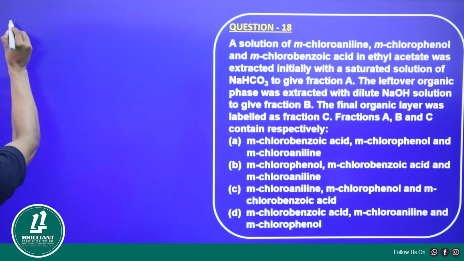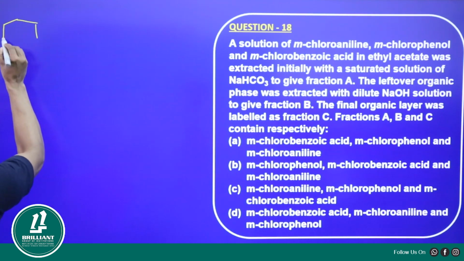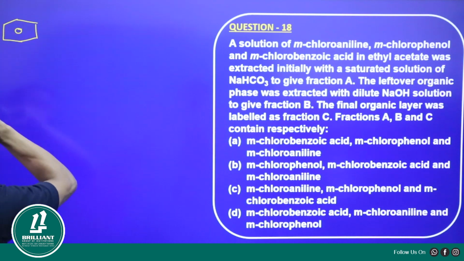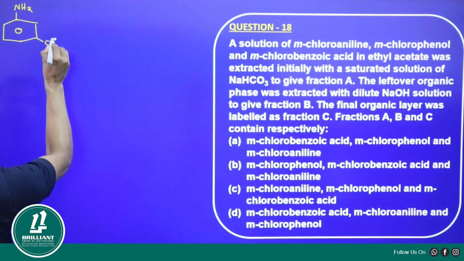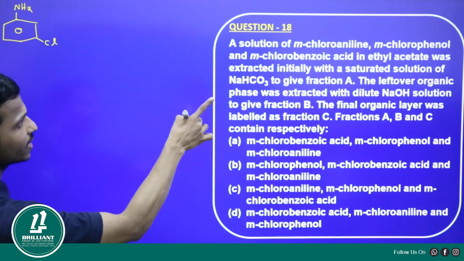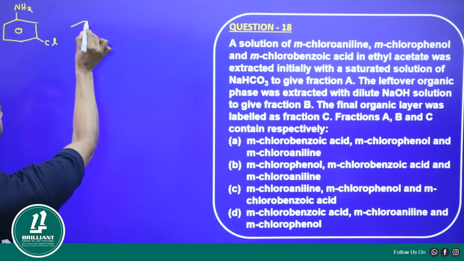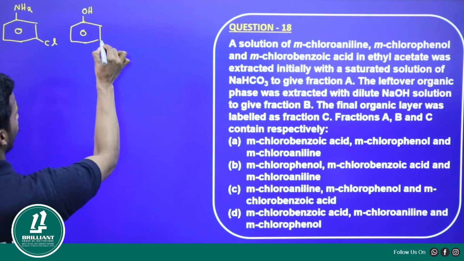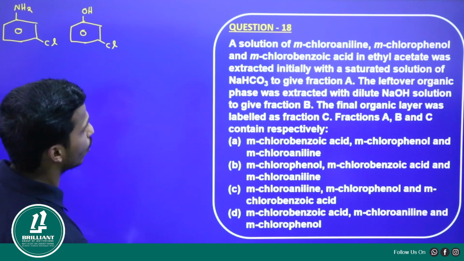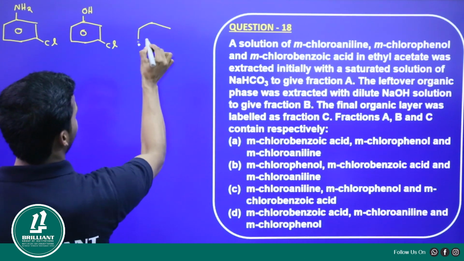You have the species metachloroaniline. You know, this is aniline and this is the metachloroaniline, right? What is the second one? Metachlorophenol. And what is the third compound? Metachlorobenzoic acid.